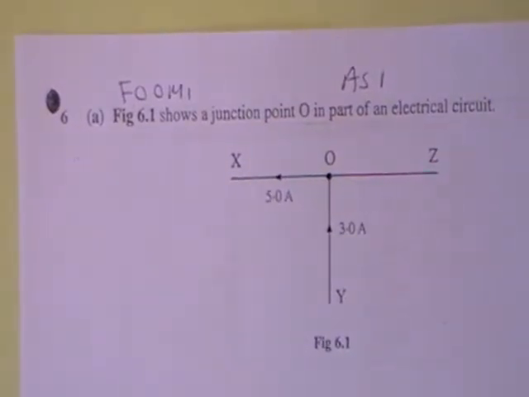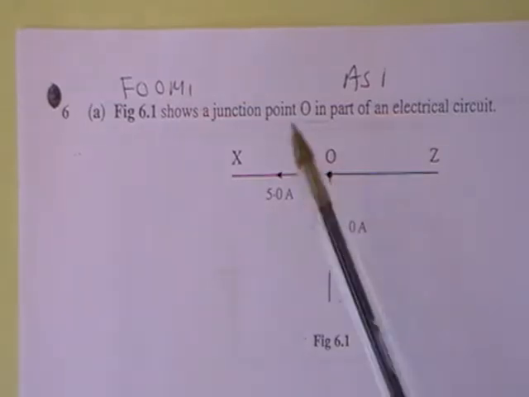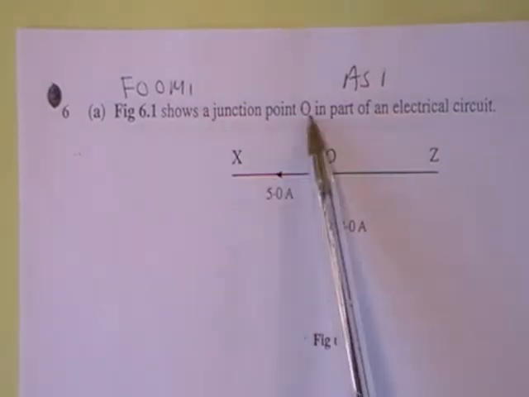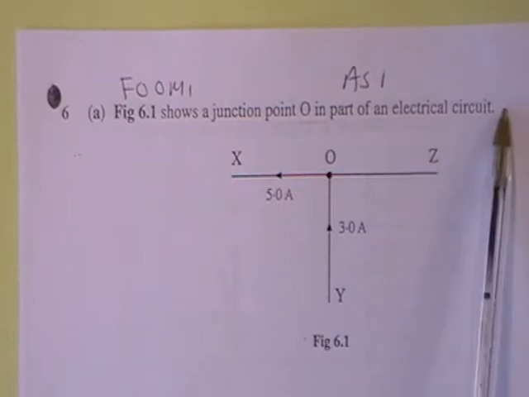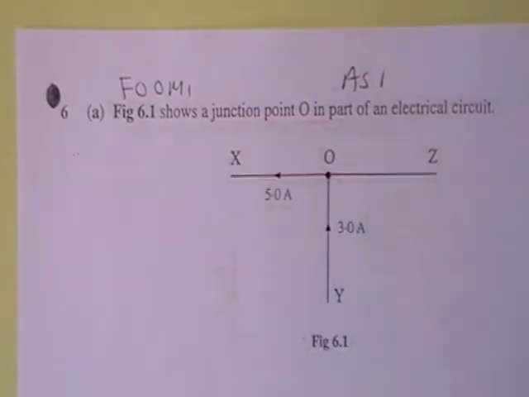This is a potential difference question and it applies to AS1 from 2000 and it's question 6. So the first few bits are about Kirchhoff's first law. 6.1 shows a junction point O in this part of an electrical circuit. There's 3 amps going in here and there's 5 amps going in there. And so this is the junction here at O.